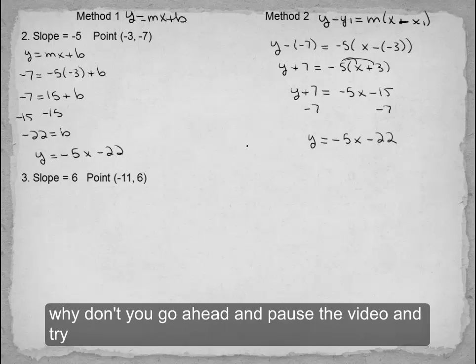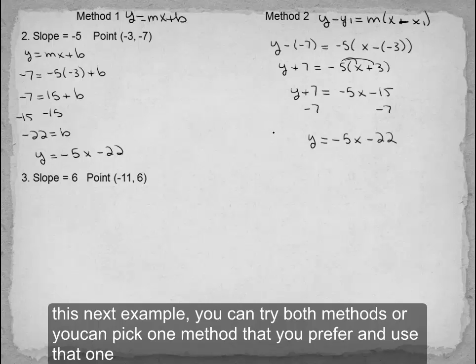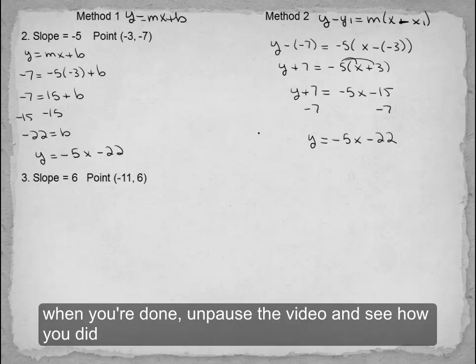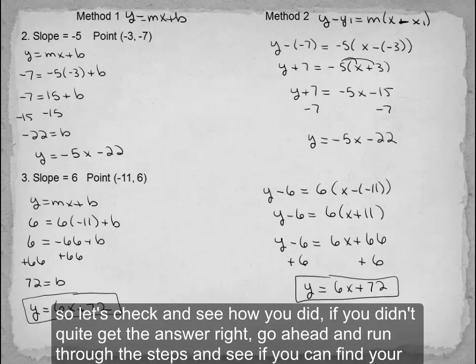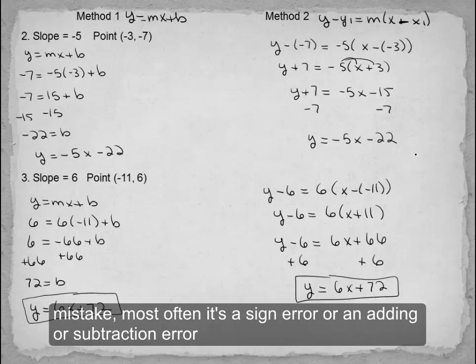Why don't you go ahead and pause the video and try this next example. You can try both methods, or you can pick one method that you prefer and use that one. When you're done, unpause the video and see how you did. So let's check and see how you did. If you didn't quite get the answer right, go ahead and run through the steps and see if you can find your mistake. Most often it's a sign error or an adding or subtraction error.